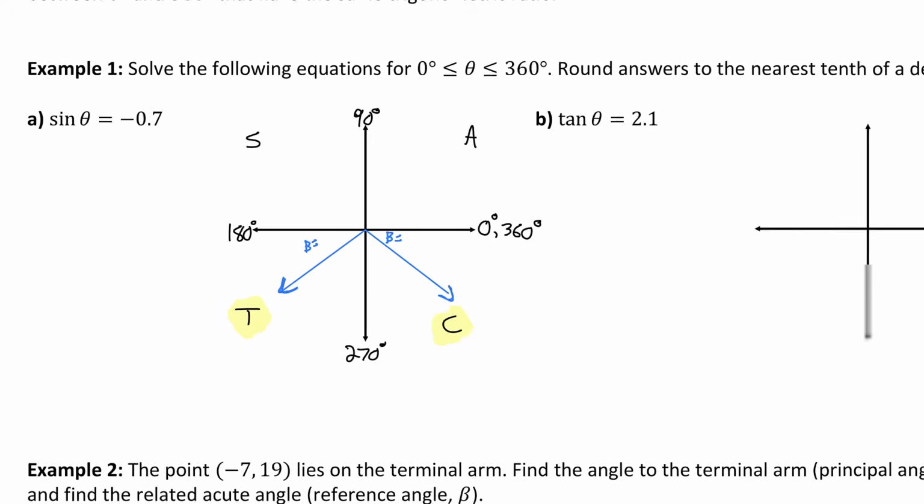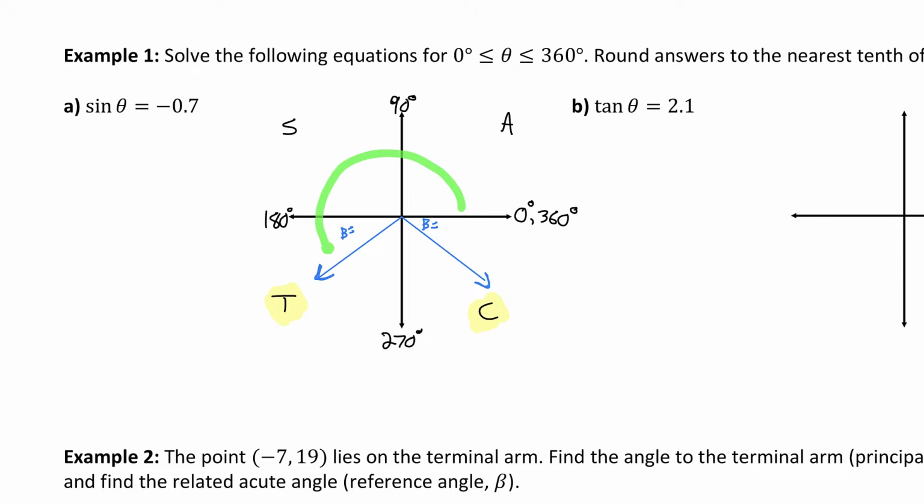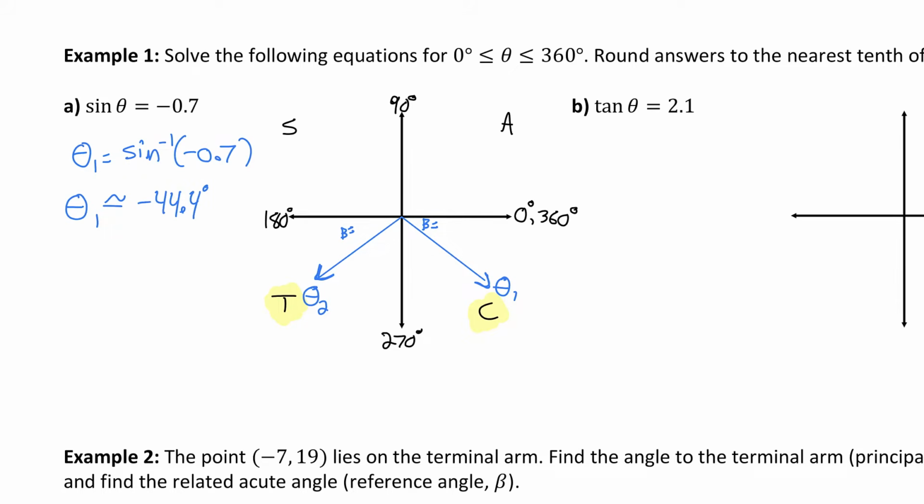Now, how am I going to find the principal angles that get me to both of these terminal arms? The first thing we're going to do is solve for the angle in quadrant number 4. And then we'll do the one in quadrant 3. We'll get two angles, theta 1 and theta 2. Your calculator can give you one of the principal angles. If we want an angle and we know the ratio, we can find the angle by doing inverse sine of the ratio. If you type that on your calculator, making sure you're in degree mode, I got about negative 44.4 degrees. A negative angle means to rotate clockwise from the initial arm.